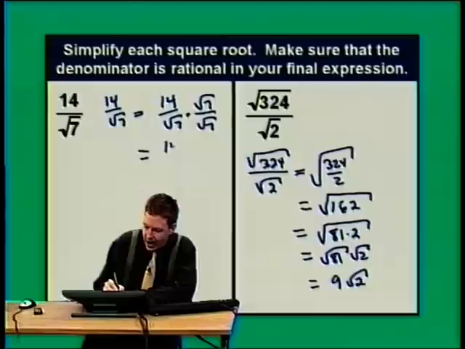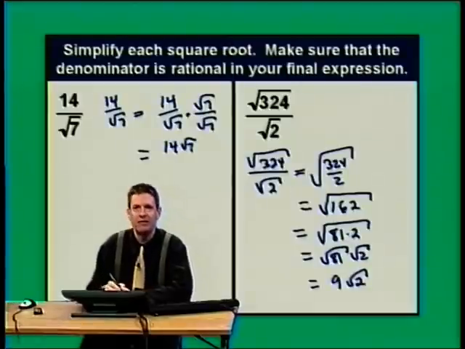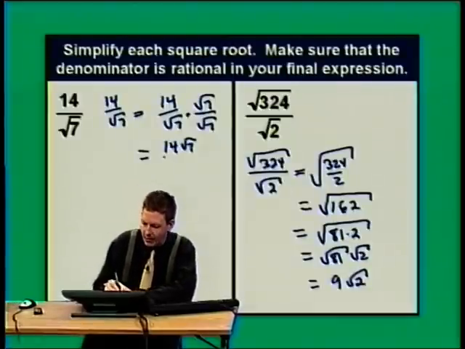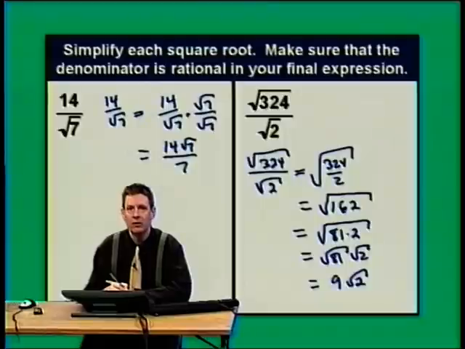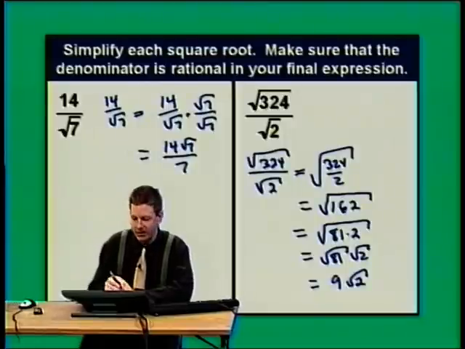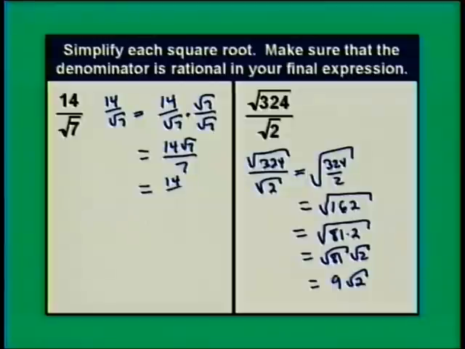Alrighty, here I have 14 square roots of 7 in the numerator. In the denominator, I just have 7. Well, you know what I'm seeing? I'm seeing 14 over 7. I could write this as 14 over 7 times the square root of 7 over 1, and 14 over 7 is 2, and the square root of 7 over 1 is the square root of 7.